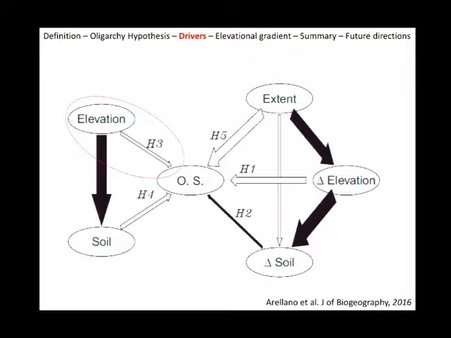And we didn't find stronger oligarchic patterns in more stressful soil conditions. Here, elevation and soil are strongly correlated. So this is indicating that there is an elevational gradient in soil conditions and in oligarchic strength too, with weaker oligarchic patterns at higher elevations.